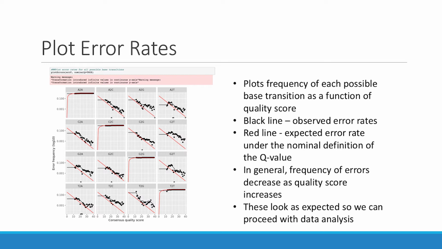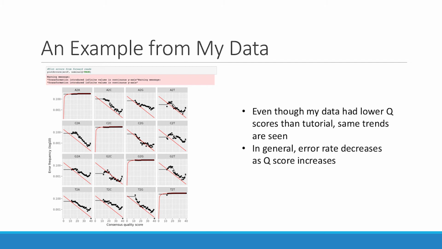All I really want to point out here is that as the quality score increases, these expected error frequencies decrease. So this is just a good check to do before moving forward. That makes sense because the higher quality sequencing you have, the fewer errors you would expect in your data set. When you compare that to my data, some of the minor trends are a little bit different, but for the most part, the major theme is the same. As quality score increases, the expected error rate decreases.